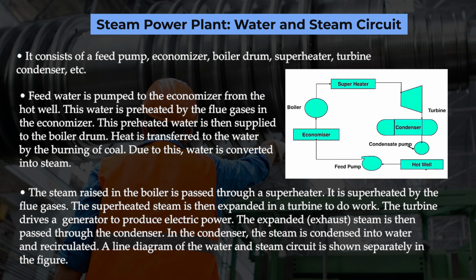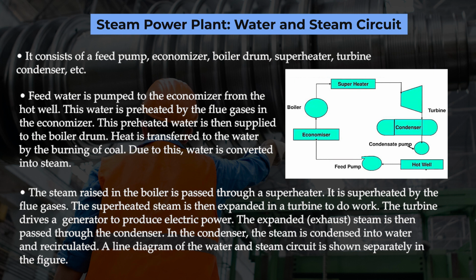The steam raised in the boiler drum is passed through a superheater. It is superheated by the flue gases. The superheated steam is then expanded in the turbine to do work. The turbine drives a generator to produce electric power.